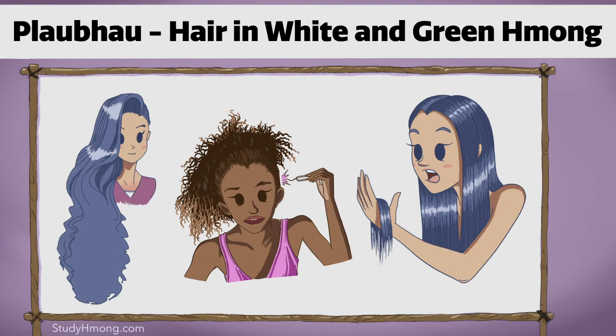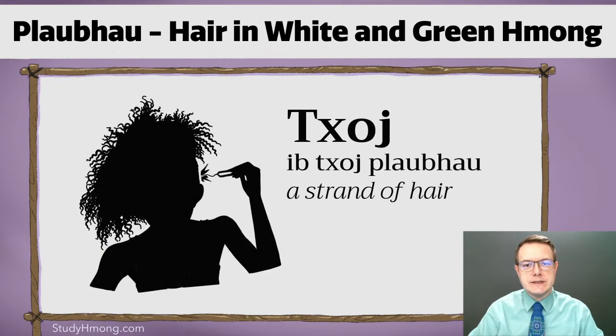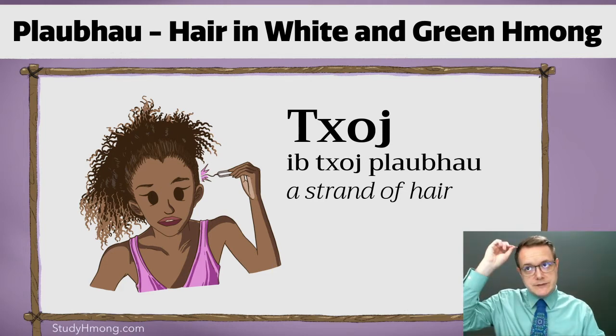In this video, we'll be talking about hair. Mostly we'll be talking about the hair of the head, but here's a brief intro of how hair is described and expressed in Hmong. So the classifier for a hair is zao. We would say yi zao Plaubhau.